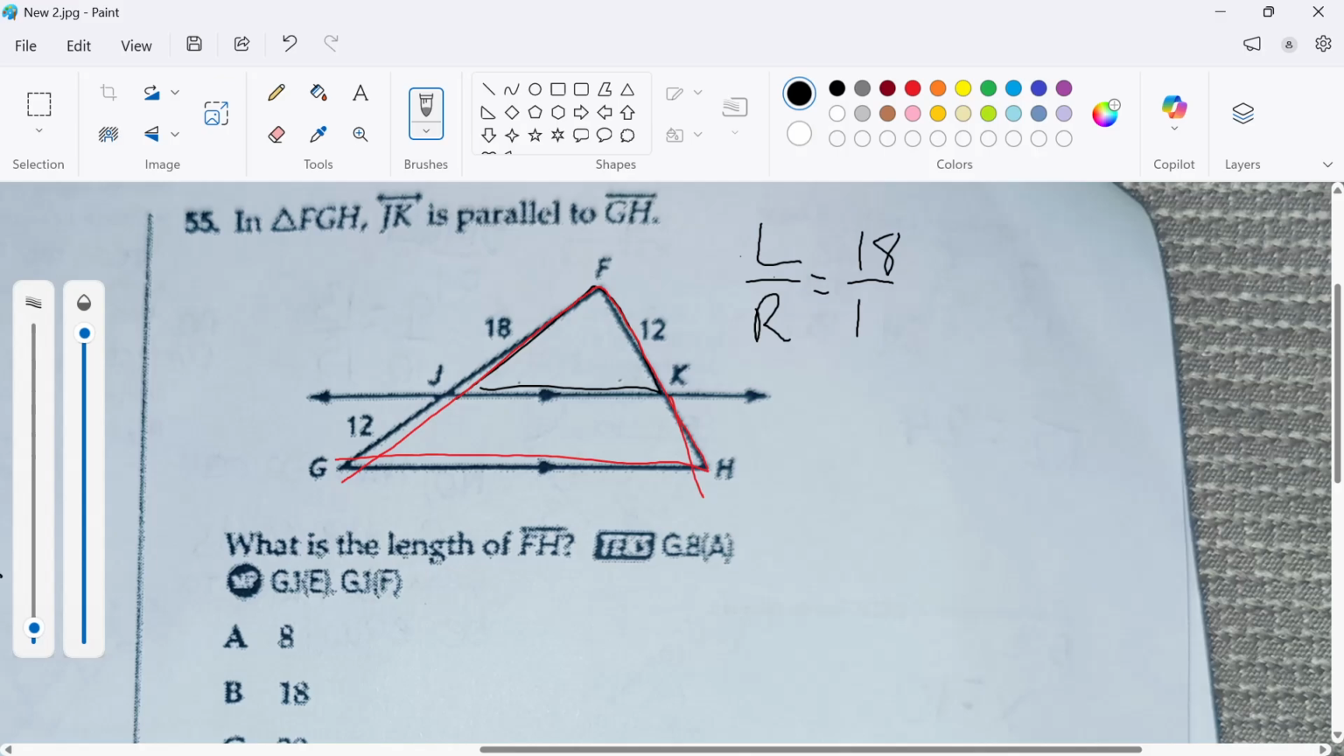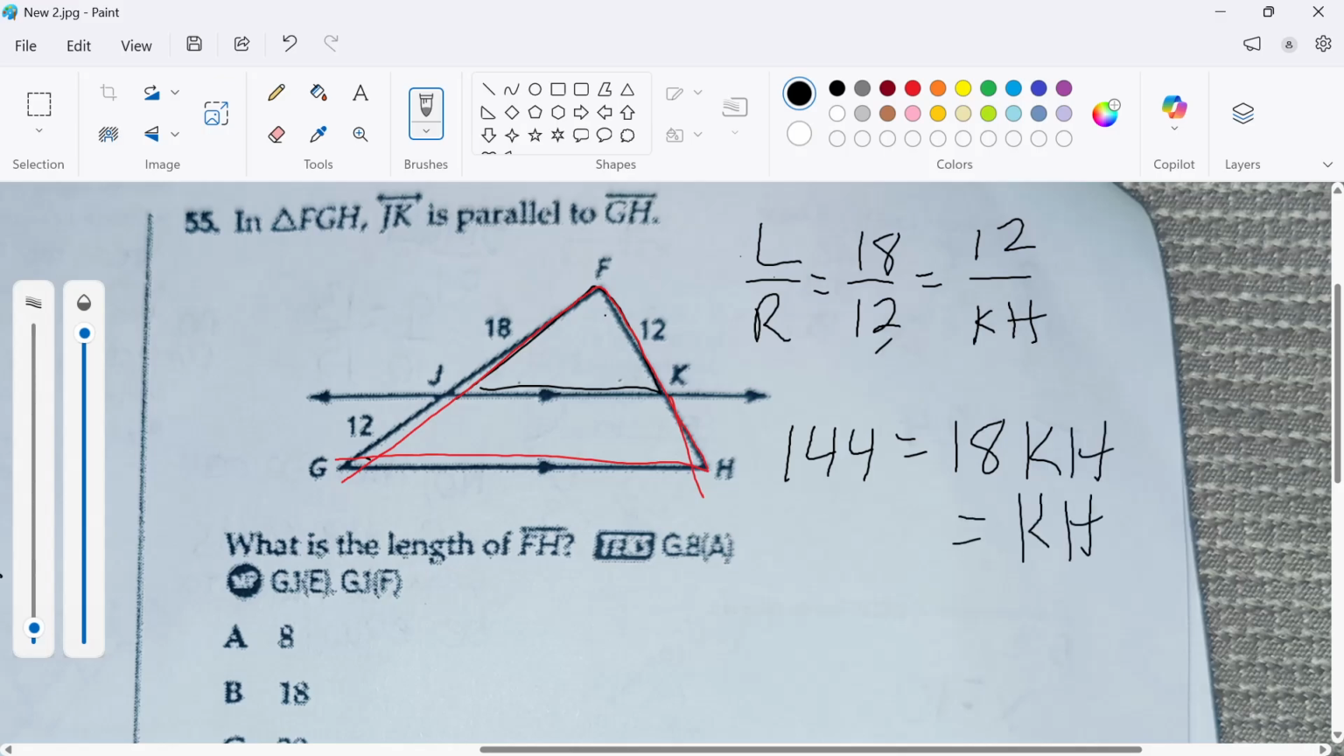18 to 12 equals the left 12 to the bottom part, X. I'll call it KH. Then I add KH to FK and I'll get the answer. So cross multiplying, 12 times 12 is 144 equals 18 KH. KH equals 144 divided by 18, which is equal to 8. So if KH is 8, then FH is 20.